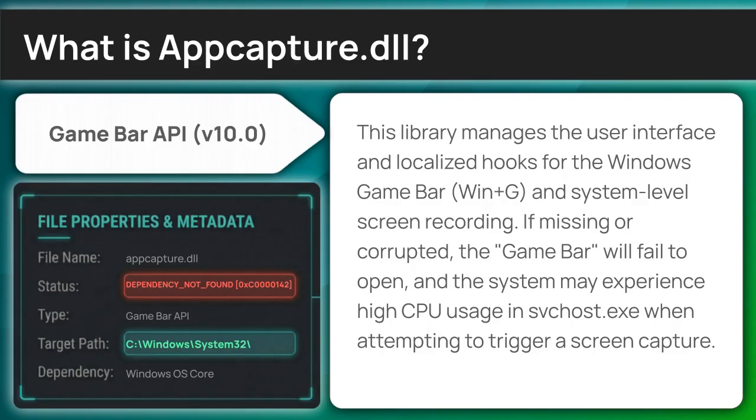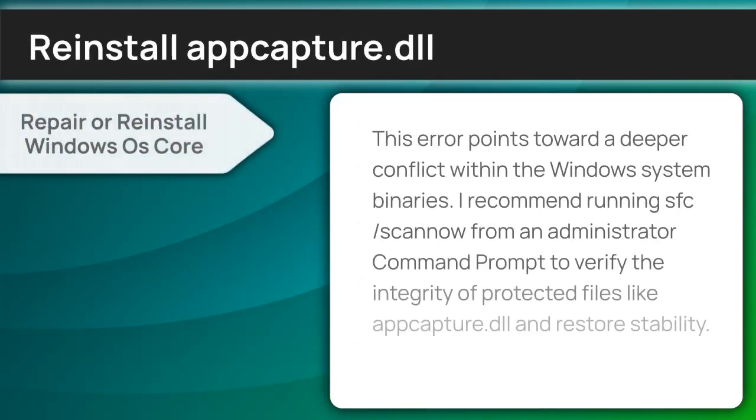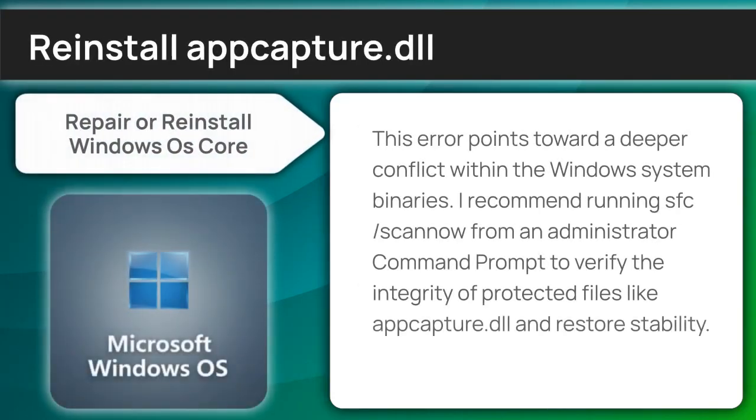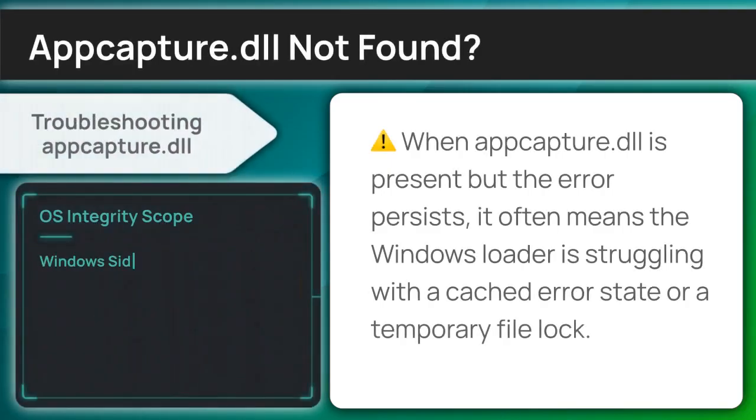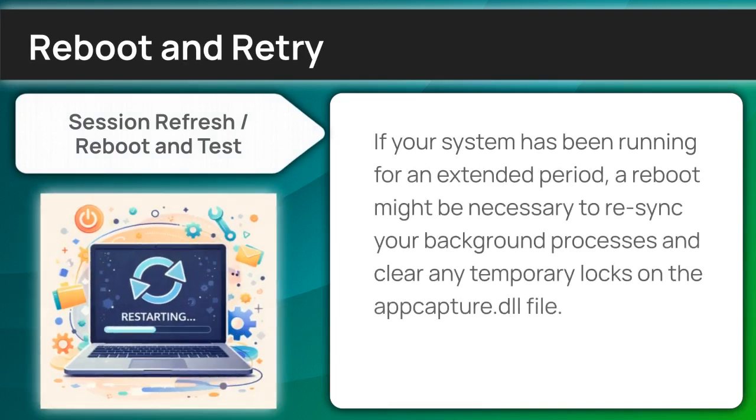Now that we've covered what the file does, let's jump into our first fix. This error points toward a deeper conflict within the Windows system binaries. I recommend running sfc /scannow from an administrator command prompt to verify the integrity of protected files like Appcapture Library DLL and restore stability. Persistence of this error after a clean reinstall suggests that the issue may reside within the current user session's initialization. A full system restart clears the temporary memory cache and allows Windows to attempt a fresh initialization of all required libraries, including Appcapture Library.